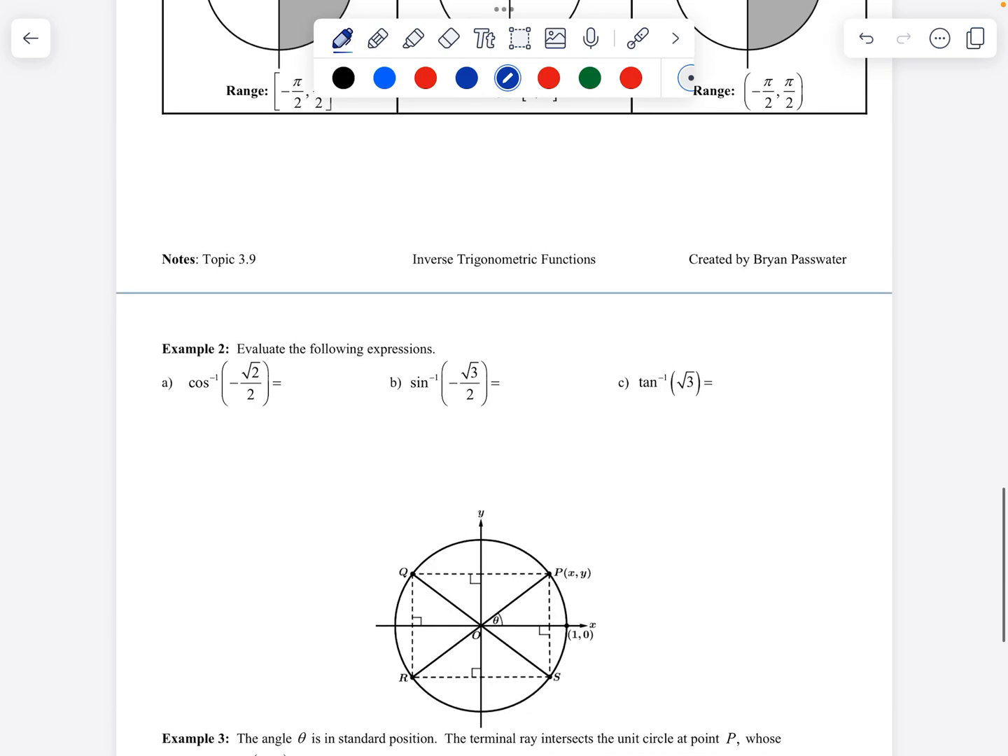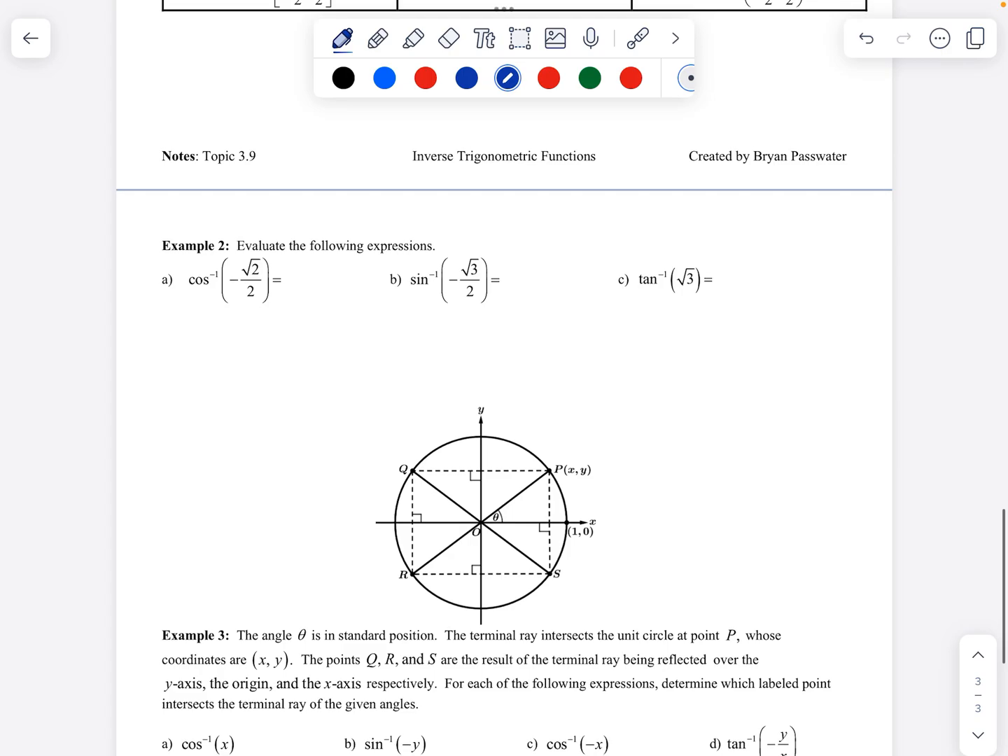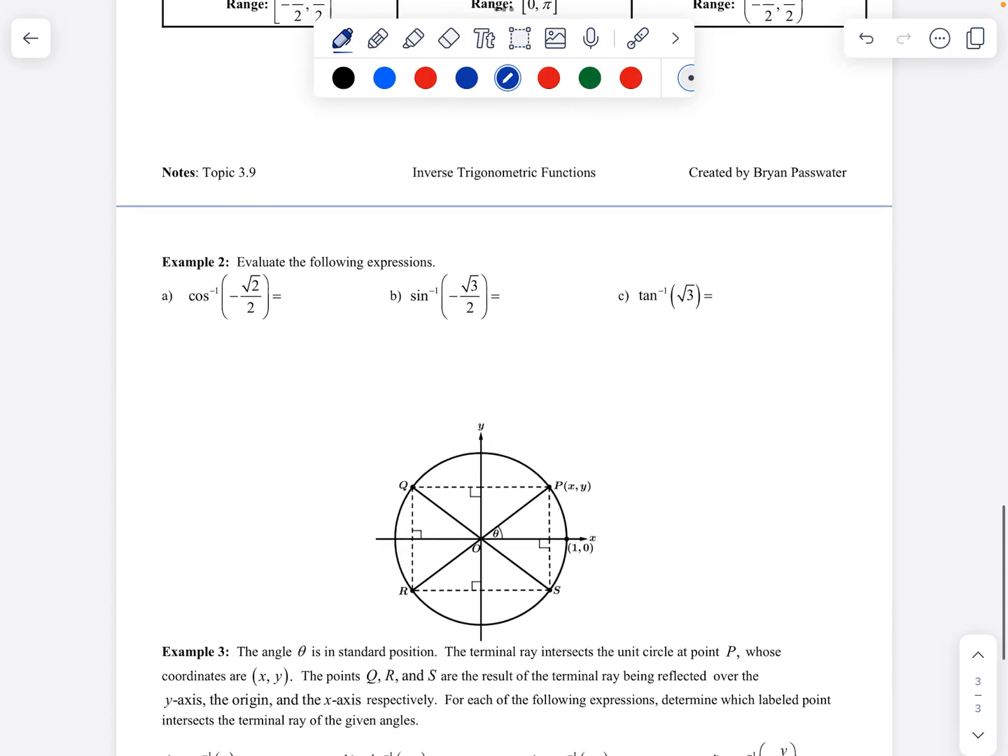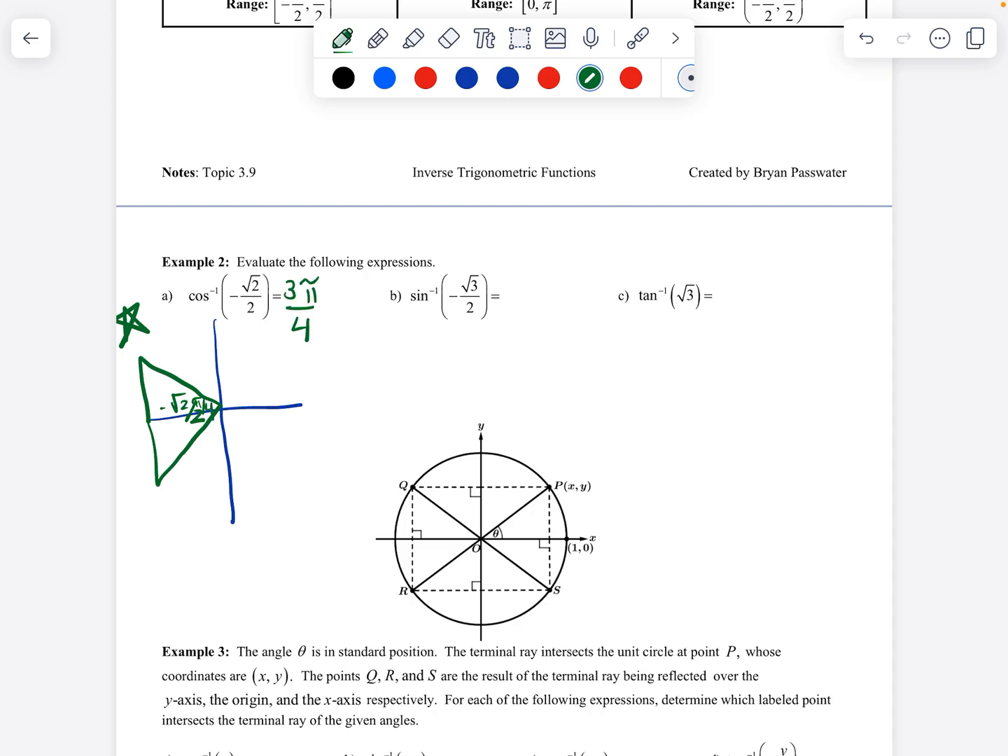So when you see something like this, it says evaluate the following expressions. The inverse cosine of root 2 over 2. Cosine is restricted to the top two coordinates, right? Because we want to know where our cosine is negative root 2 over 2. This is in quadrants 2 and 3 where our x value is negative root 2 over 2, but we only care about this quadrant. So what is our angle? It's pi over 4. So in this quadrant, it's actually 3 pi over 4.